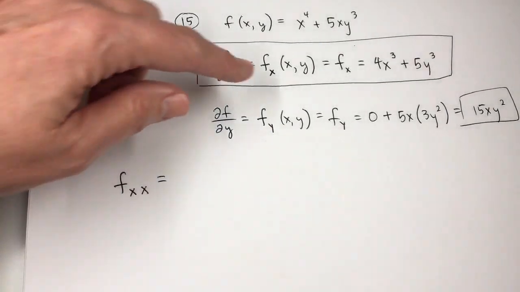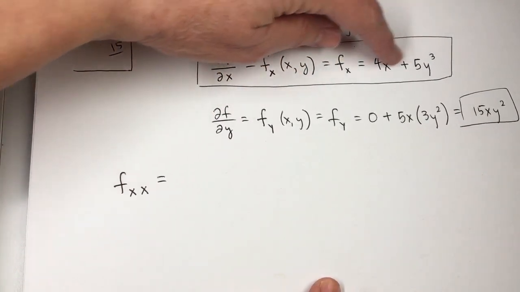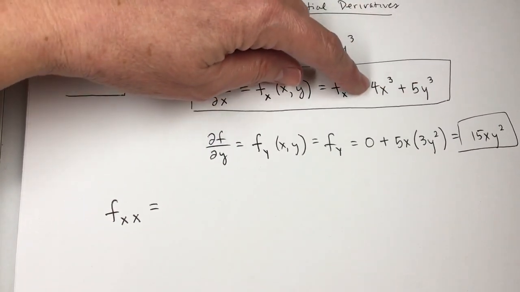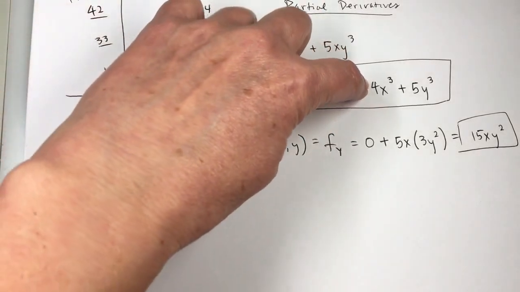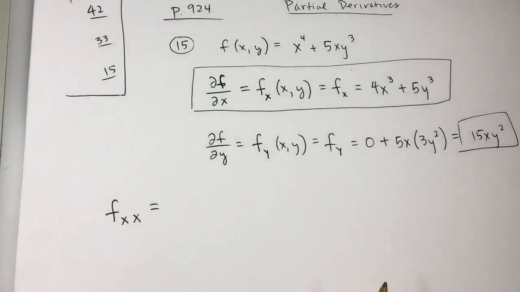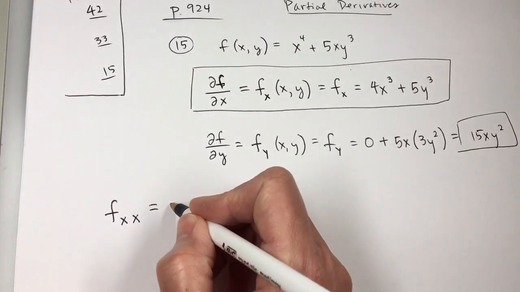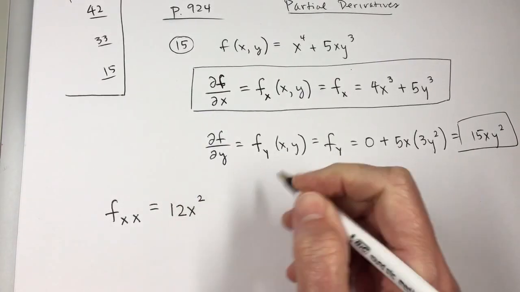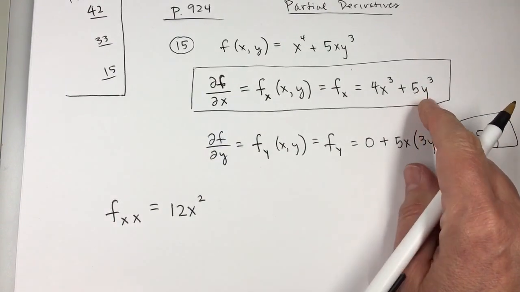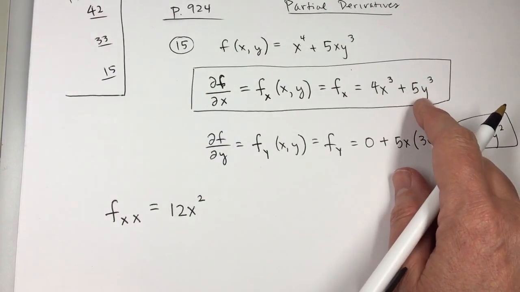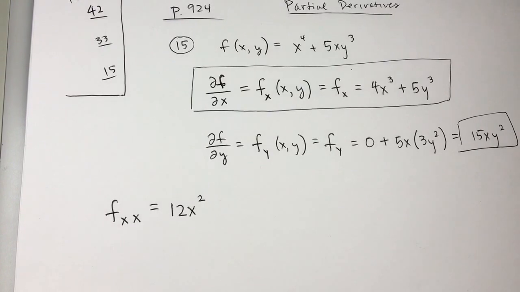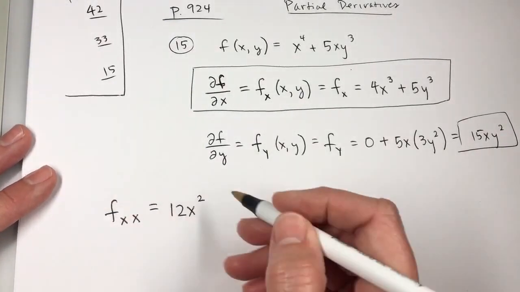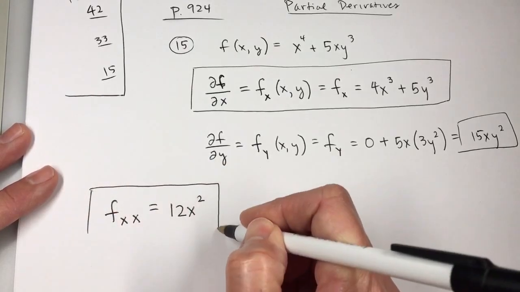So I'm going after my answer here. The derivative of this with respect to x will be what? 12x squared, and then the derivative of 5y cubed would be 0 because y is a constant on this part of the problem. I'll put a box around that.